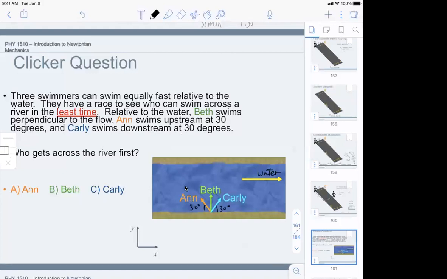Okay, any last minute vote? Okay, then I'm going to go ahead and close the poll and then we can take a look.